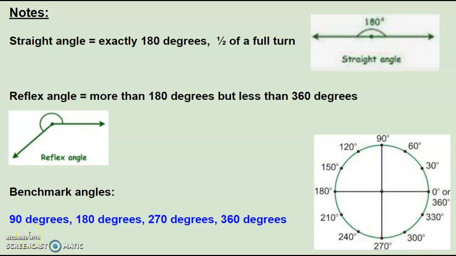90 degrees is 1/4 of a full turn. 180 degrees is a half of a full turn. 270 degrees is 3/4 of a whole turn. And 360 degrees is 1 full turn.